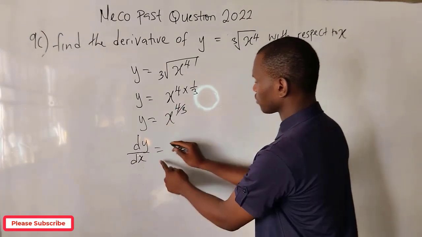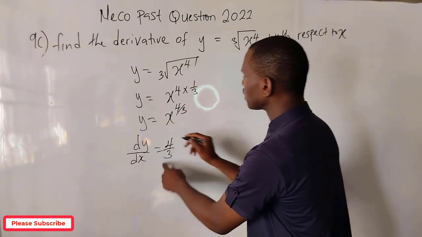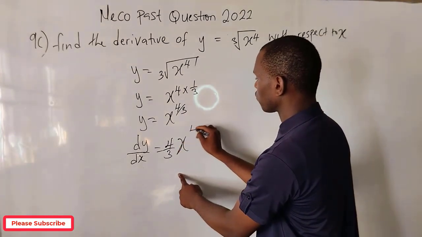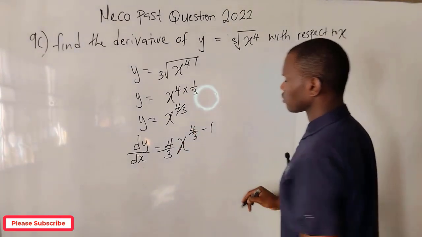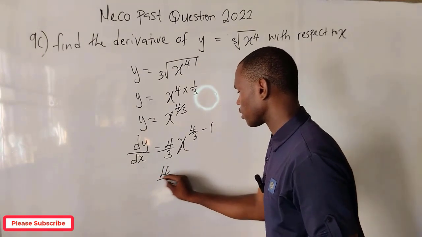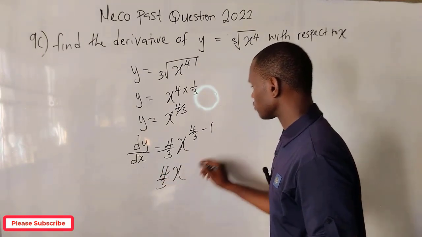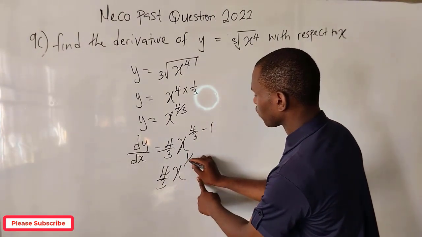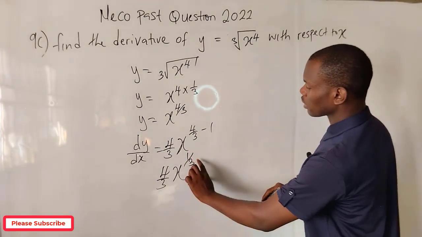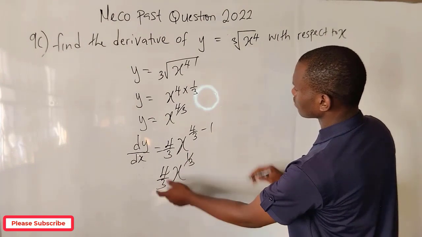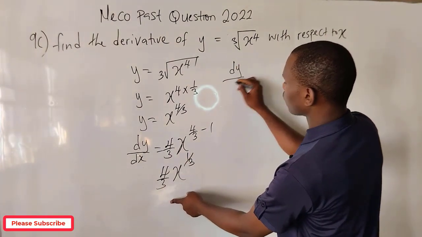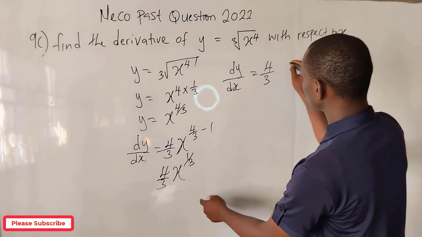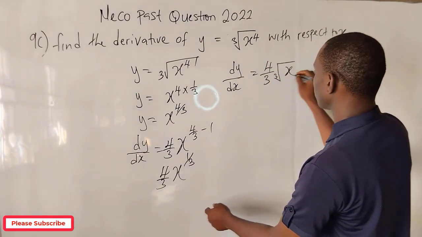The power will come down first. I will have 4 over 3. Then the power will remove 1. That is 4 over 3 minus 1. So I will have 4 over 3 x, then 4 over 3 minus 1 will give me 1 over 3. So we can still represent this as a root. So my dy over dx will be equal to 4 over 3 cube root of x.